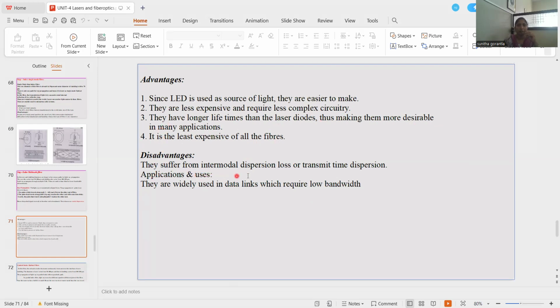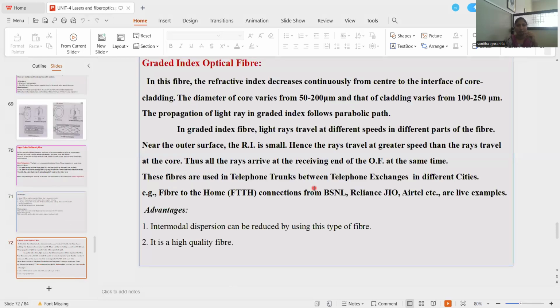They suffer from intermodal dispersion loss or transmit time dispersion. Okay. Uses, they are widely used in data links which require low bandwidth. This is about the step index multimode optical fibers. Now see the graded index optical fiber.